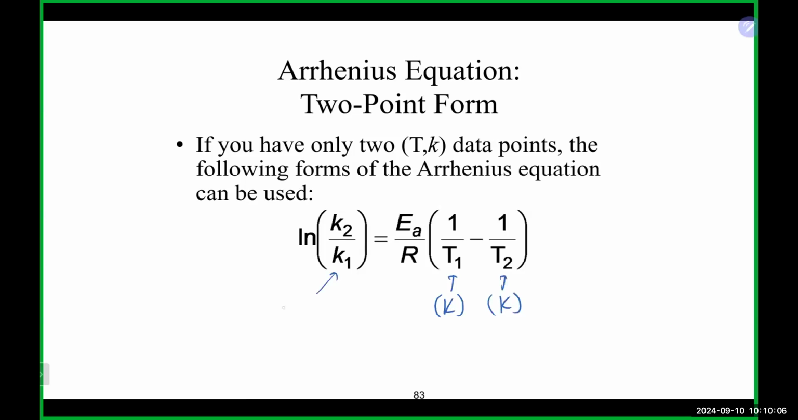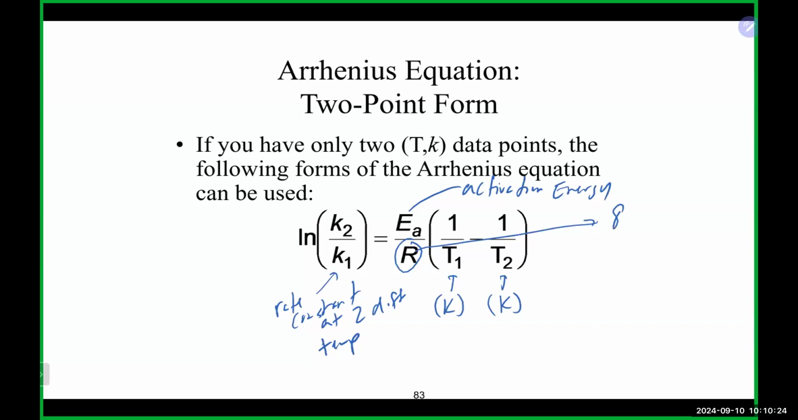And these are the rate constants at 2 different temperatures. E of A is our activation energy. And R is still our gas constant, once again the one with energy, 8.314 joules per Kelvin per mole.